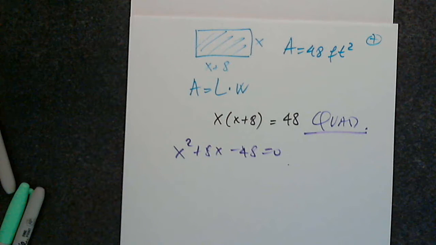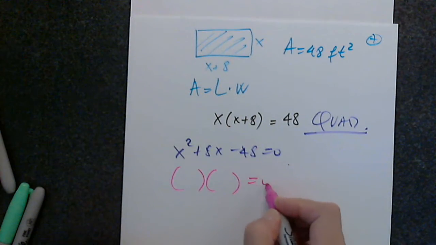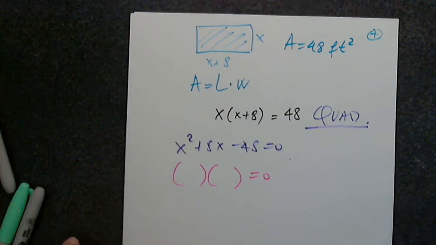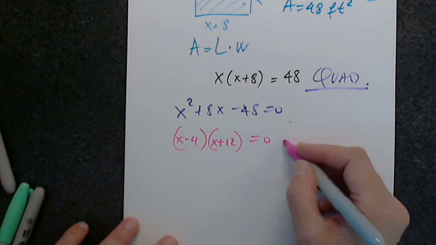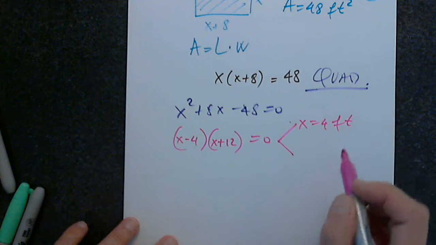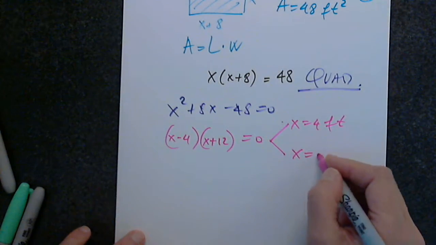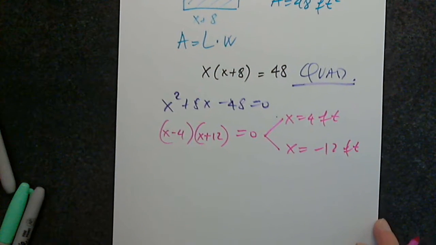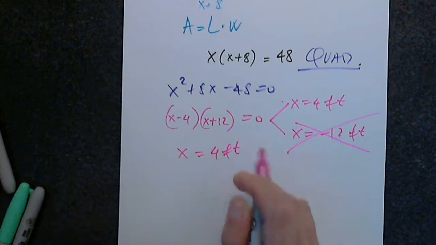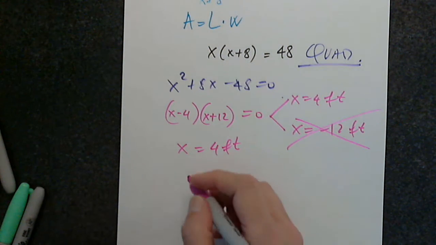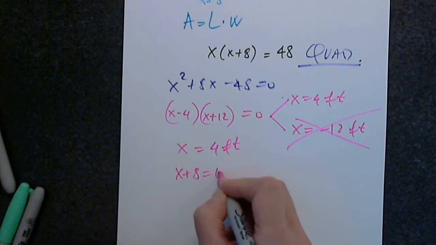Okay, so which one are we going to apply here? You already told me. You said factoring. Good. So how do we factor this? You put x minus 4, x plus 12. Very good. I agree. So then we have 2 solutions: 4 feet for the width and negative 12 feet for the width. Of course. So if the width is 4 feet, the x plus 8 will be 12 feet.